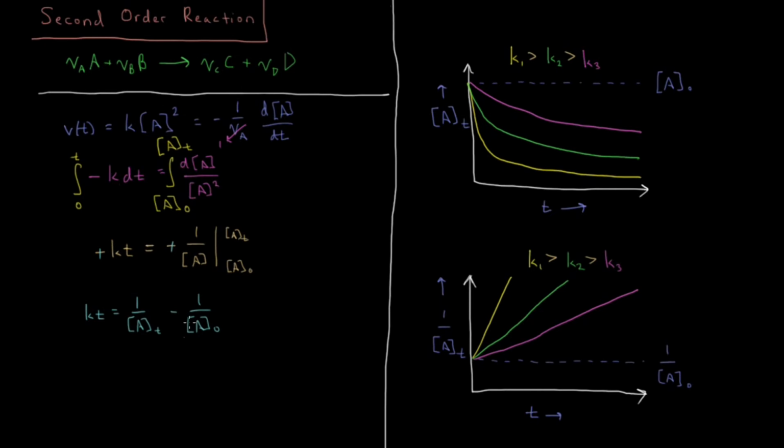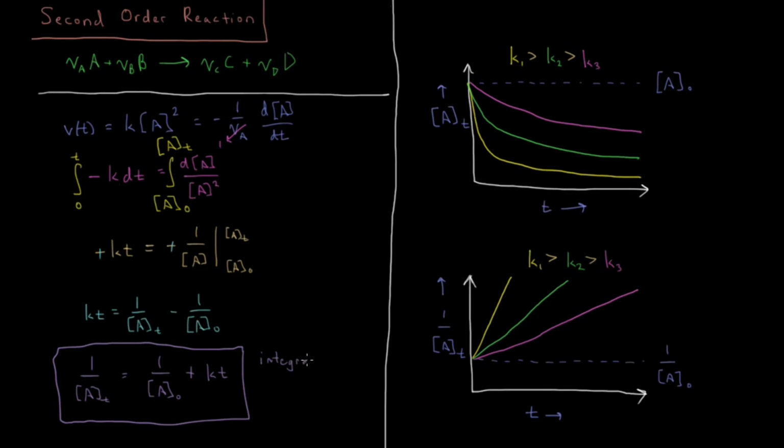All right, and then I'm just going to move the 1 over A naught to the other side, so add 1 over A naught to both sides. We're going to get 1 over the time-dependent concentration of A is equal to 1 over the initial concentration of A plus kt. So this is our final integrated rate law for a second order reaction. We see it's different than the integrated rate law for the first order reaction, which we had in the previous video.